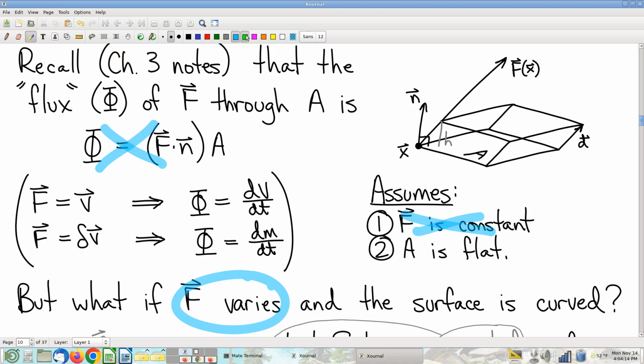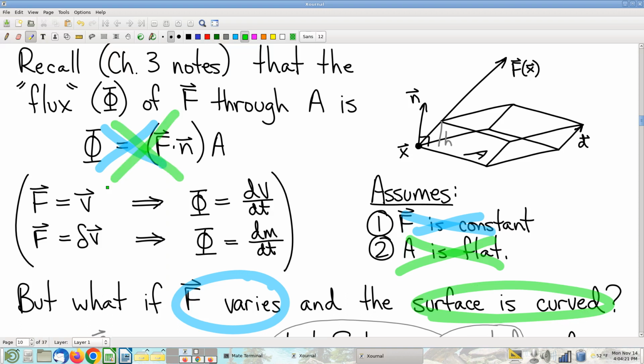And furthermore, what if your surface is curved, aka not flat? Well, that's yet another reason we cannot use that formula to compute flux. I mean, I still might want to know how much fluid's flowing through my non-flat surface where the fluid has non-constant velocity, right? It's still a natural question. But this formula fails.